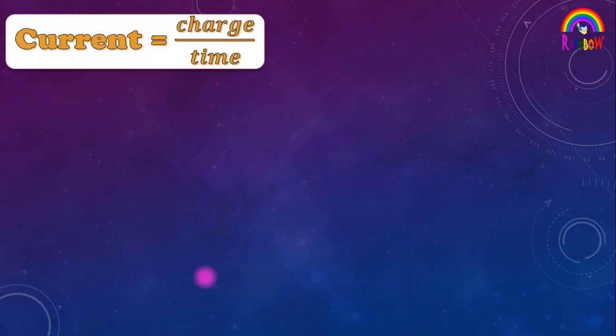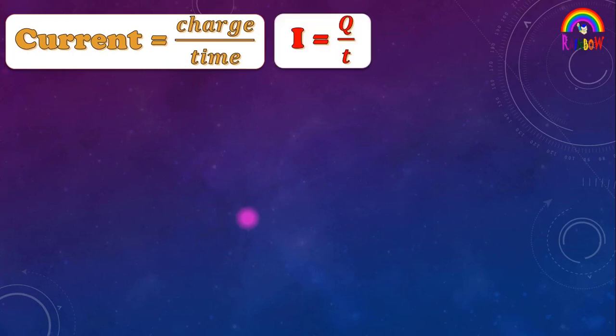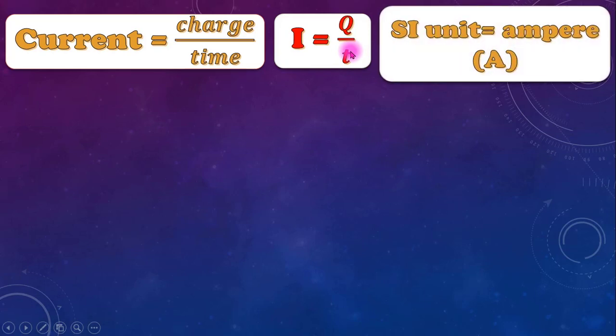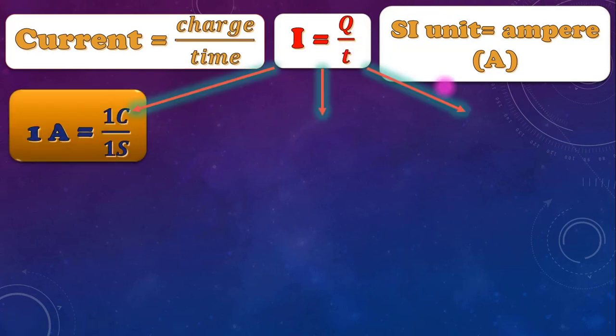We can express electric current as charge by time. That is, if a net charge Q flows across any cross-section of a conductor in time t, then the current I through the cross-section is Q by t. I is equal to Q by t. The SI unit of electric current is ampere and is denoted by the letter A. 1 ampere is defined as the flow of 1 coulomb of charge per second. That is, 1 ampere is equal to 1 coulomb per 1 second.